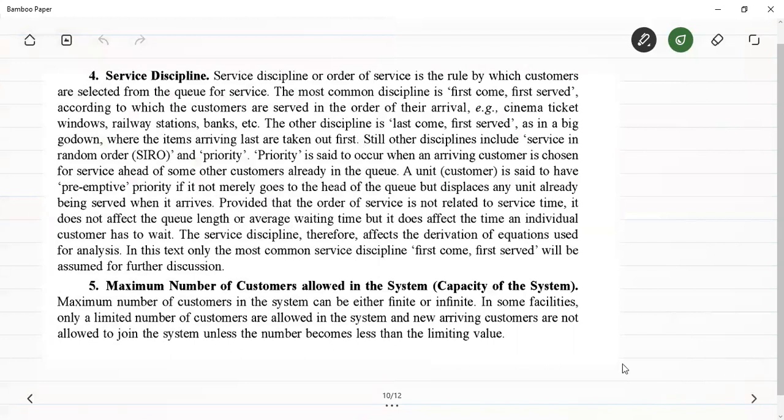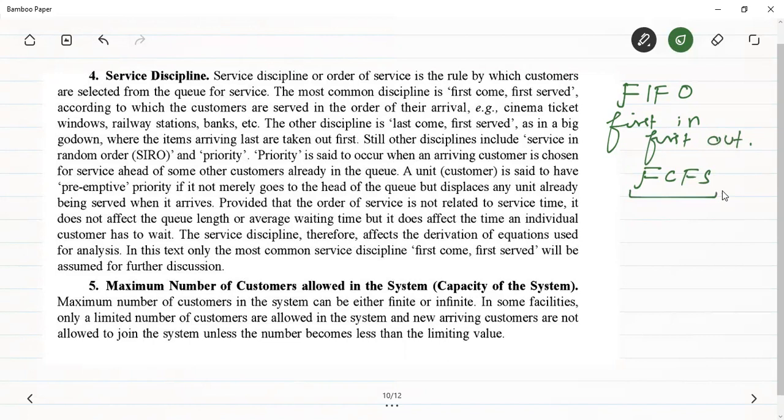The fourth element is the service discipline. Service discipline is the rule by which the customers are selected from the queue for the service. So the first service rule is FIFO, that is first in first out. The person coming first will be serviced. This is also known as FCFS, first come first serve. So this is one service discipline.